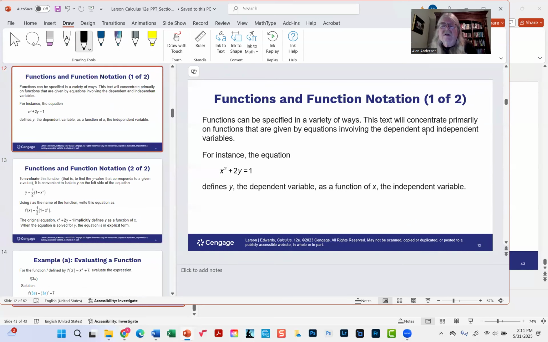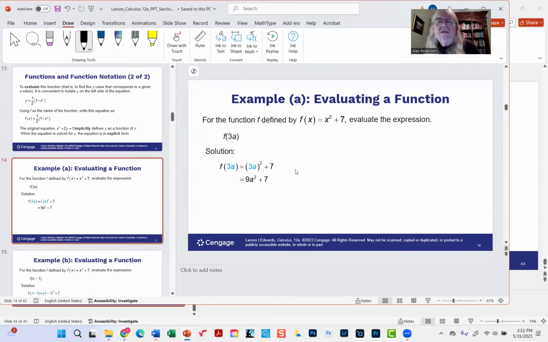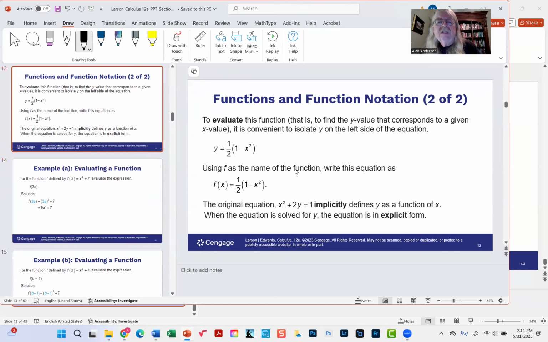So this is something that will become important later on. Usually, when we write an equation, we've got y on the left, x and the constants go on the right. It doesn't have to work out that way. So they're introducing this notation, implicit.